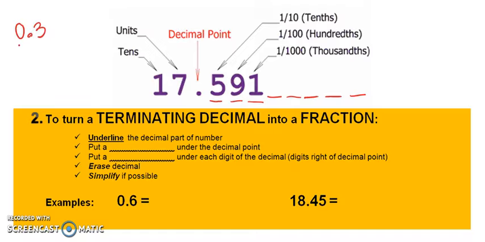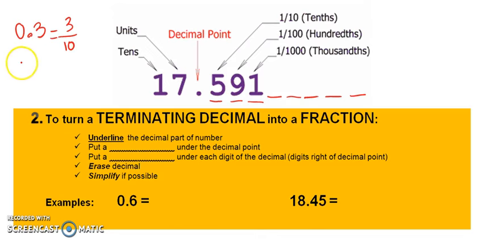If we were to read this properly, we would say 0 and 3/10, because the 3 is in the tenths place. So, wait a second, 0 and 3/10, 3/10, can't that also be written like this? 3/10. They're the same. So you can see it actually isn't that hard to change a decimal into a fraction, as long as you know how to read it.